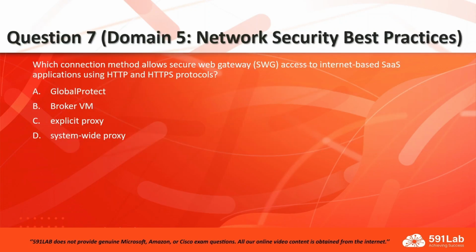Let's go to question number 7. Question number 7 is as follows. Which connection method allows secure web gateway or SWG access to internet-based SaaS applications using HTTP or HTTPS protocols? The options are as follows. A. Global Protocol. Or B. Broker VM. Or C. Explicit Proxy. Or D. System-wide Proxy.